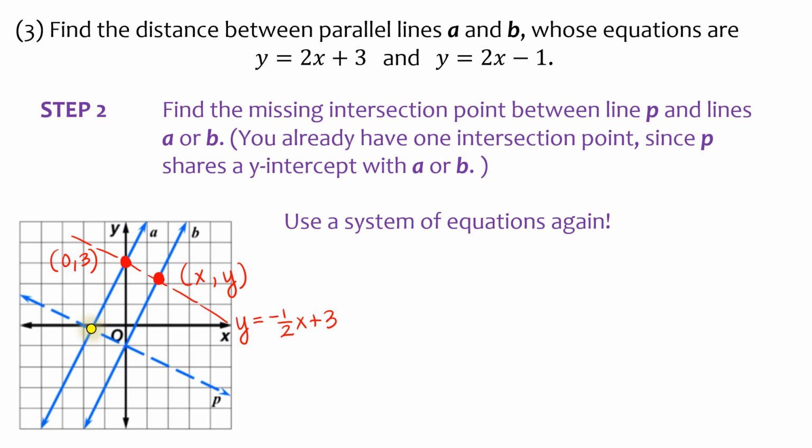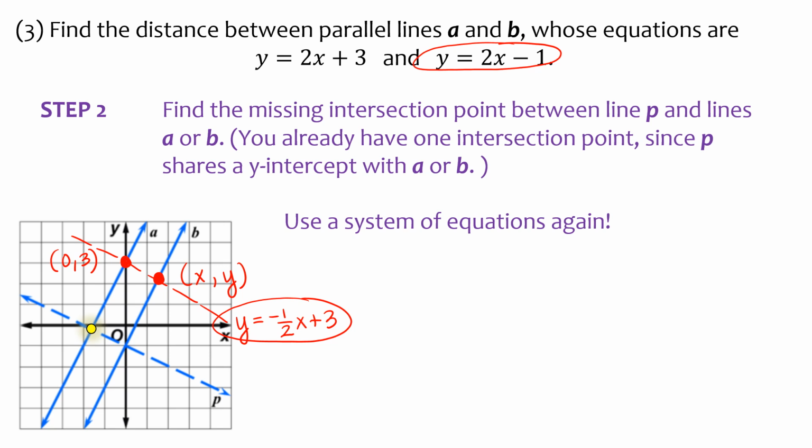Okay, so let's take that equation for P, y equals -1/2 x plus 3. Now I'm going to also look at line B, so y equals 2x minus 1, and I want to know where these two cross.